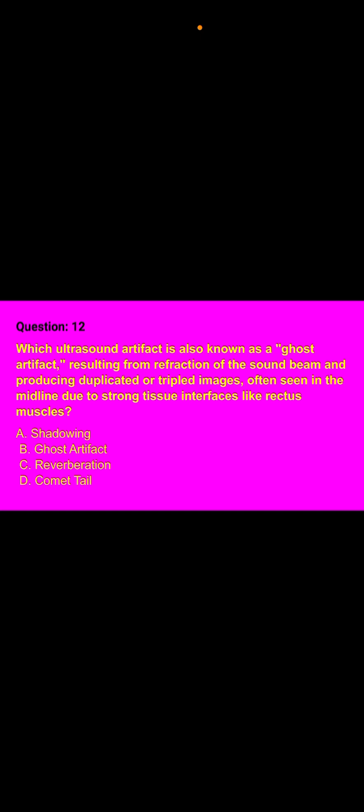Question number 12. Which ultrasound artifact is also known as ghost artifact, resulting from refraction of the sound beam and producing duplicated or tripled images often seen in the midline due to strong tissue interference like rectus muscles? A. Shadowing. B. Ghost artifact. C. Reverberation. D. Comet tail.